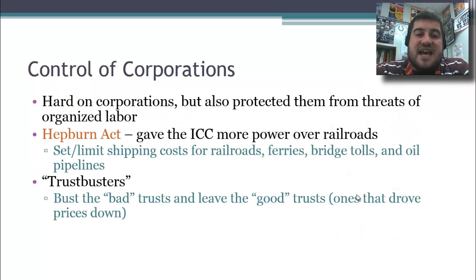So his idea is that corporations shouldn't have an unfair advantage. So he is also hard on corporations, but he also protected corporations from the threats of organized labor. He didn't think that organized labor should have any higher advantage than corporations did. He passes the Hepburn Act, which basically gives the ICC some teeth to oversee the railroad industry, and it also helped set and limit shipping costs for railroads, ferries, bridge tolls, and oil pipelines going interstate.